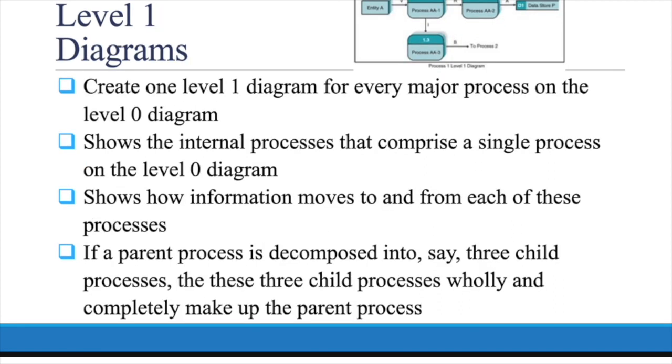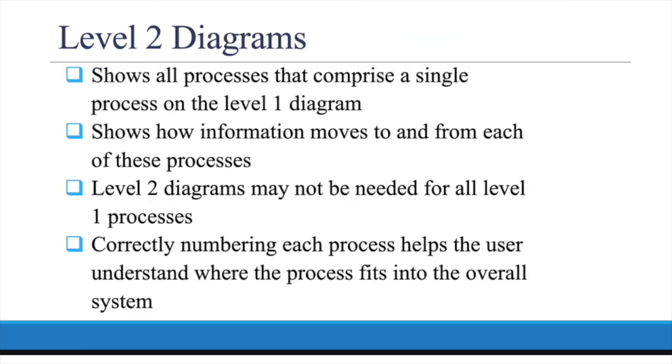Now you see the level 1 diagram, which is a further decomposition of a process in the level 0 diagram. Then finally you have the level 2 diagram. So it shows all processes that comprise a single process on level 1. So like I said before, there mustn't be level 1, level 2, level 3. It is the system you are modeling that will determine where to stop.